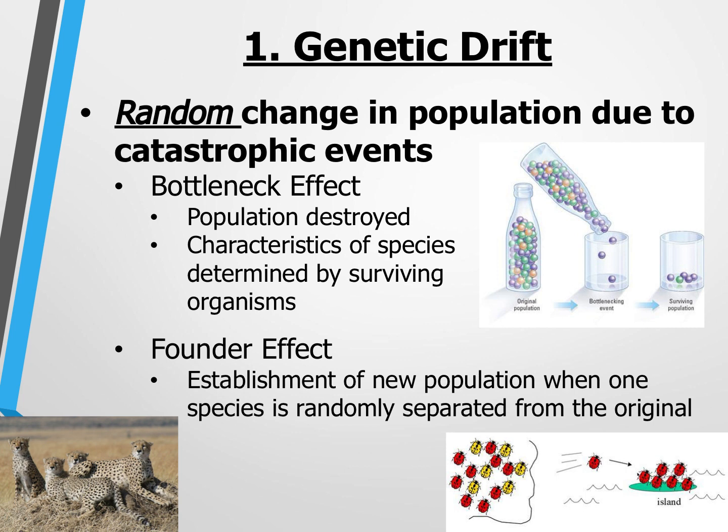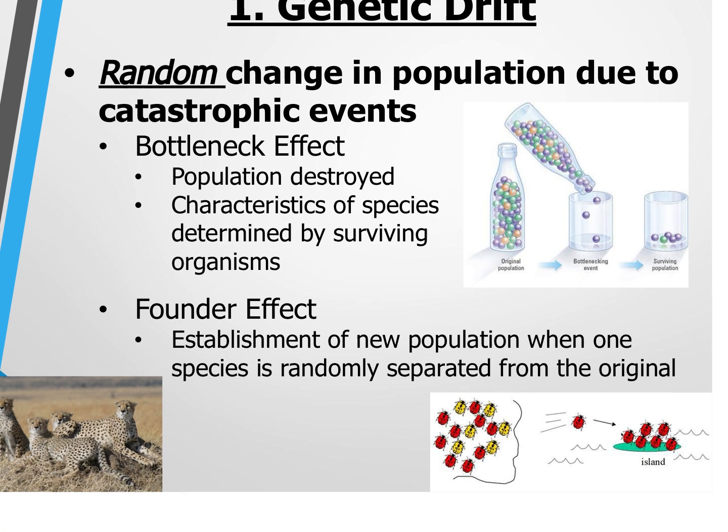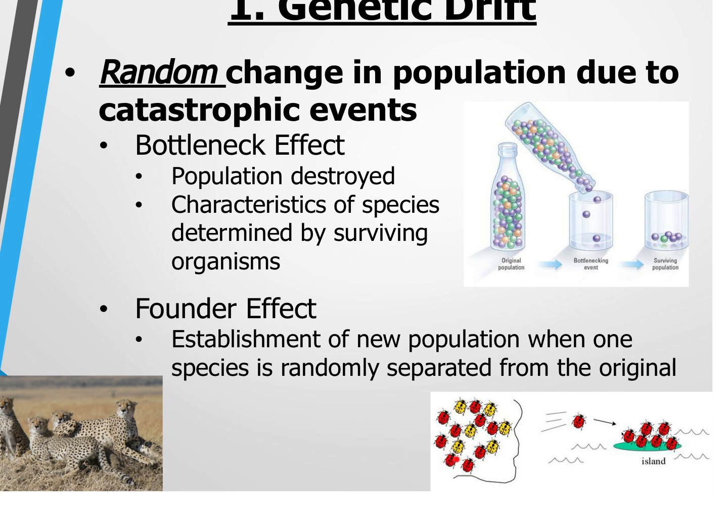Another thing we see with genetic drift is something called the founder effect. This is an establishment of a new population when one species is randomly separated from the original. Let's look at this population of beetles. We have red beetles and yellow beetles, and somehow the red beetles migrate to an island. If the red beetles got there first and started making their own population, we're going to see all of the surviving next generations of beetles sharing the same genes as the original founder of that population.